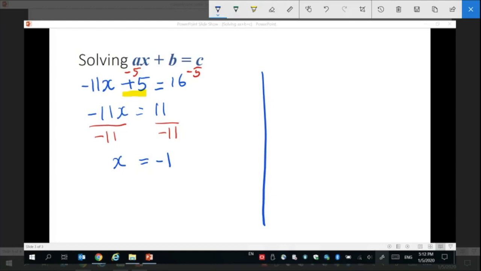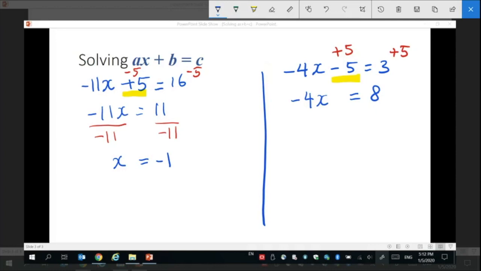Let's look at one last example. Minus 4x minus 5 equals 3. Once again, I need to get rid of the constant on the left-hand side. So I add 5 on both sides of the equation. So I'll get minus 4x. Minus 5 plus 5 is 0. So minus 4x plus 0 is equal to 3 plus 5, 8.